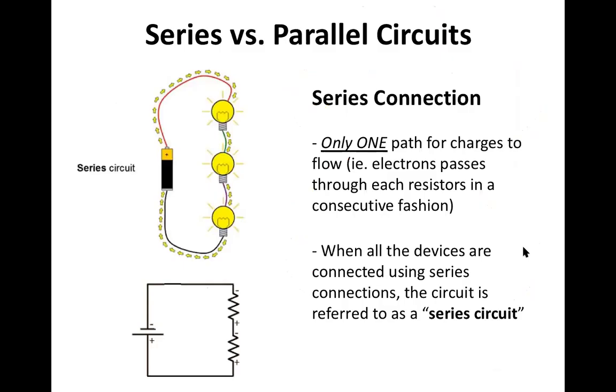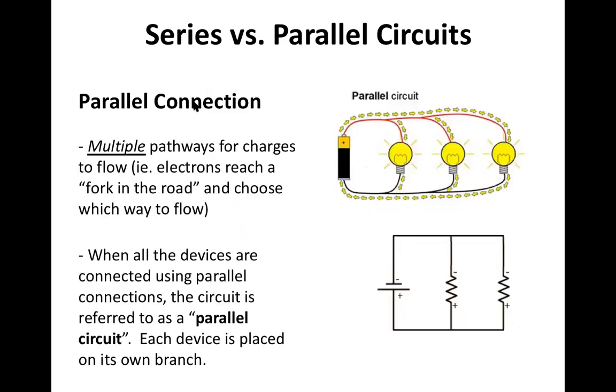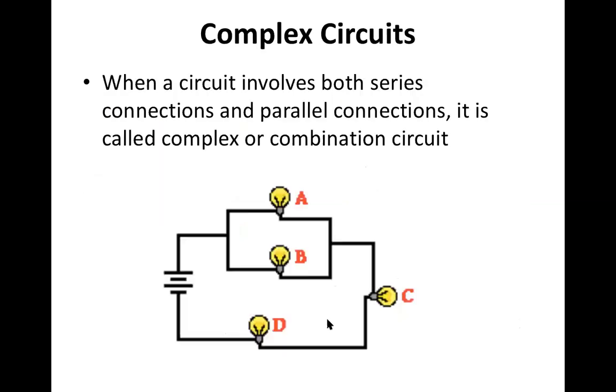Do you remember what a series connection is from grade 9? It's when there's only one path for the electrons to flow. When all of the connections in a circuit are series, then we call that a series circuit. And then a parallel connection is when there are multiple paths for the electrons to flow. If everything is connected in parallel, then the whole thing is called a parallel circuit.